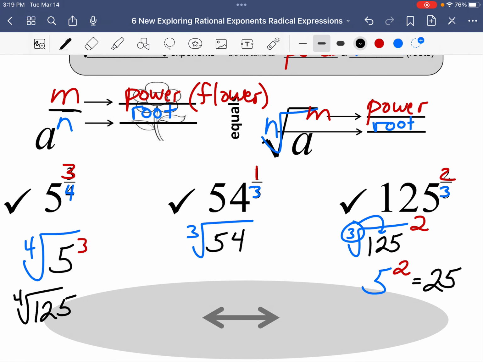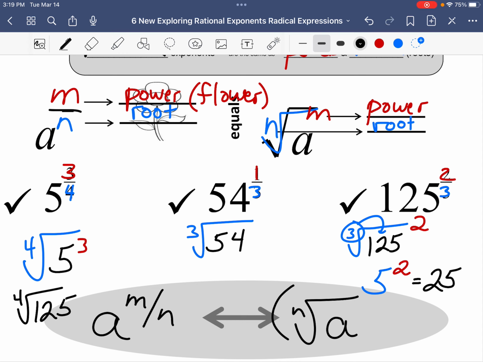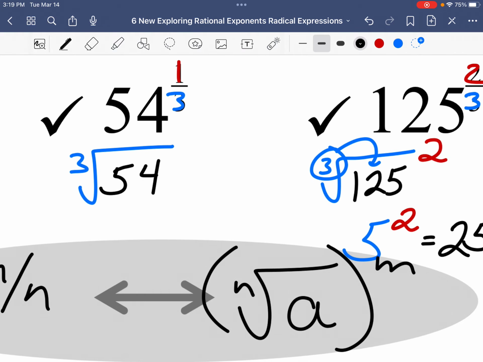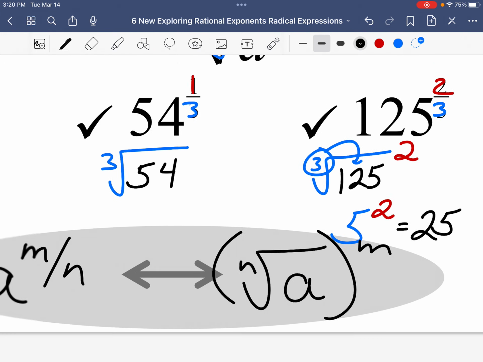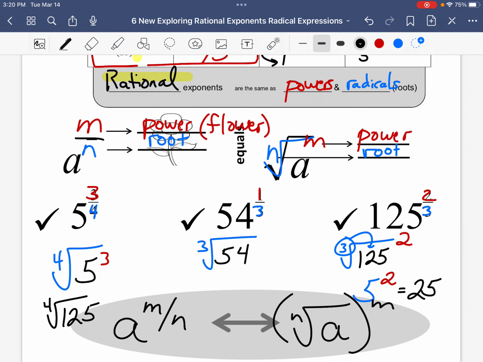What do we have here? Just a place to rewrite what it is that's going on. If you have a to the m over n, that's the same as the nth root of a to the m. And as I just showed in the previous problem, it is also okay to think of this as the whole thing to the m. And maybe we'll rewrite it that way just for something different. But m is definitely the power, flower power, and the n is the root.